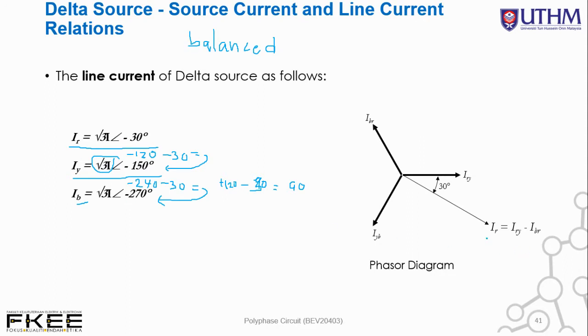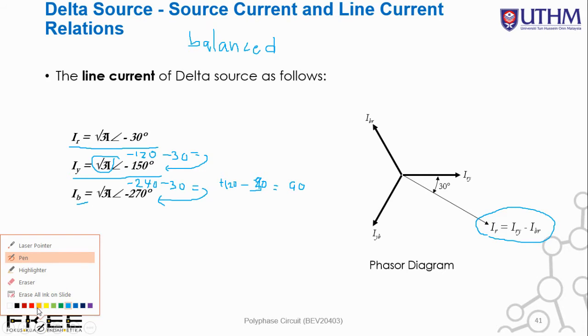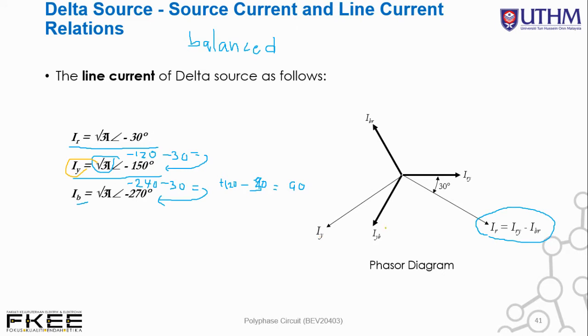So this is how you plot the phasor diagram for IR, which is what we have seen earlier in the previous slide. Now come to IY. You try to plot it. This is minus 150. If you compare with the phase current over here, this is a 30 degree difference, or 30 degrees apart.